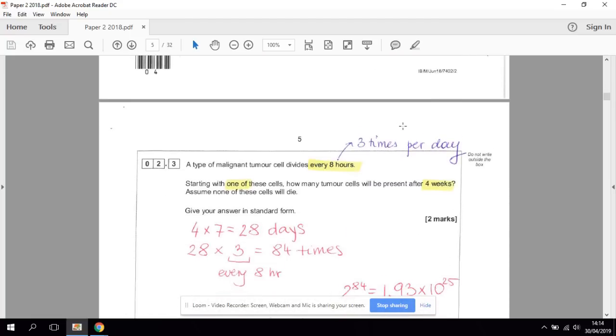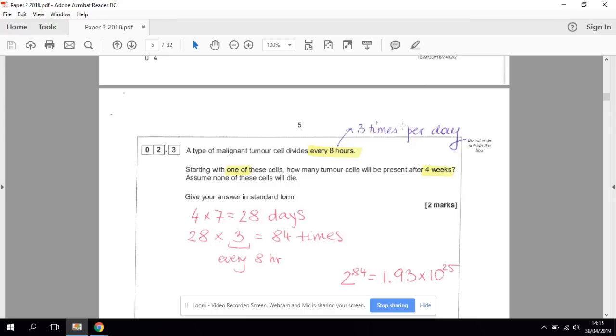So next we've got the type of malignant tumor, and we've got information that it divides every 8 hours, so that means 3 times per day.